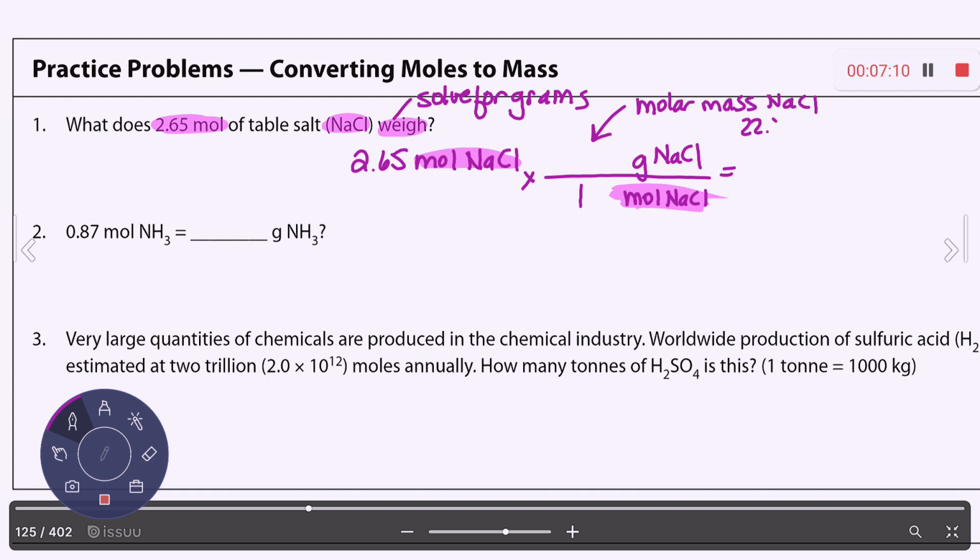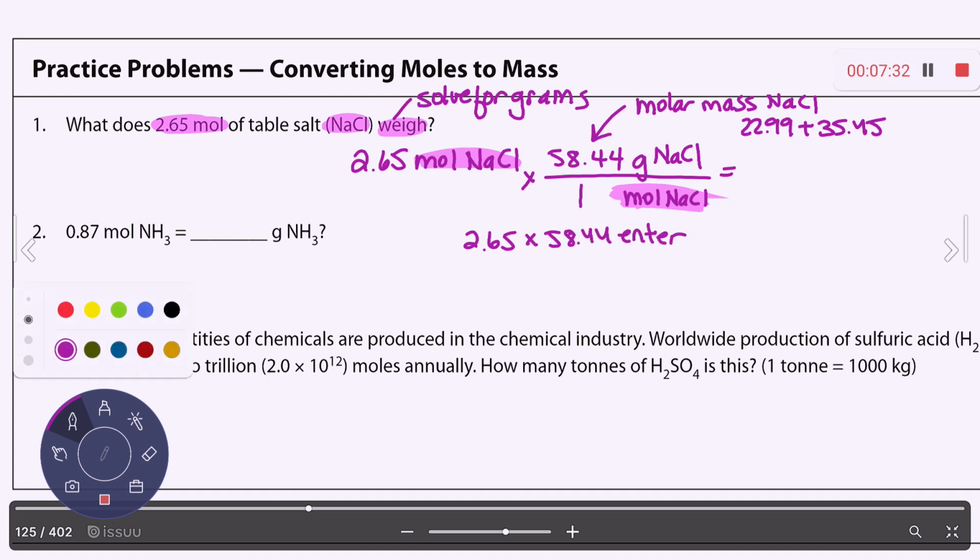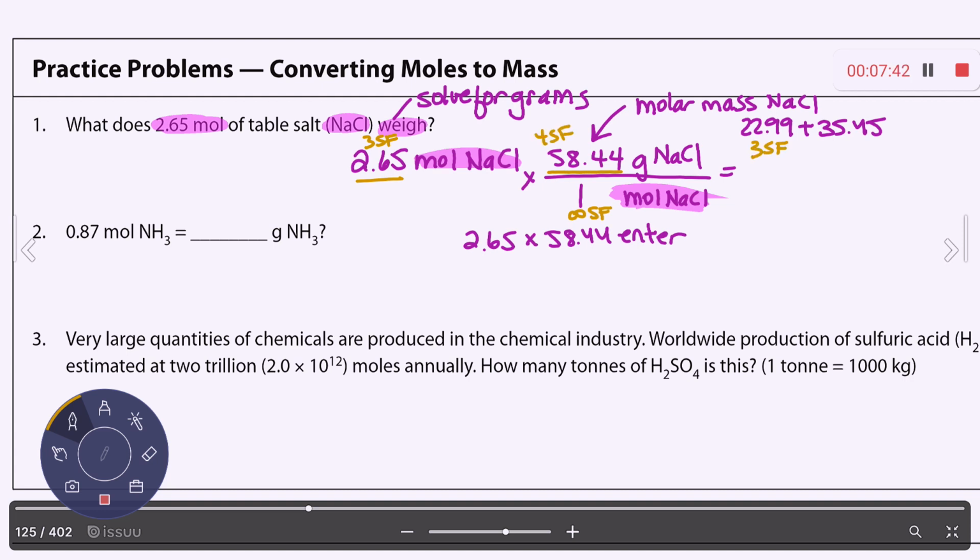So that means we're going to take 22.99 plus 35.45. That comes from that new periodic table. Okay? This is going to be 58.44. And then you're going to multiply across. So 2.65 times 58.44, enter. And then you guys have got 3 sig figs in 2.65. The number 1 is infinite sig figs. The 58.44 is 4 sig figs. So I want 3 sig figs in my answer. So this comes out to be 155 grams of NaCl.